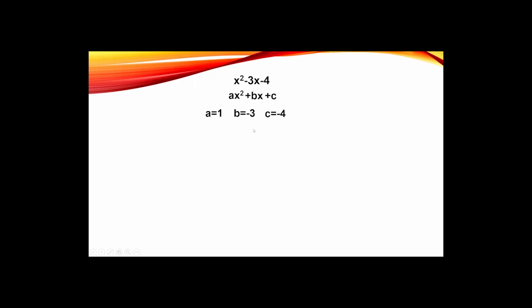Now let me come to the first method, which is called middle term splitting. Here we need to split the middle term into b1 and b2. We can't split it simply into b1 and b2, so for that we have two conditions. We have to get b1 into b2 equal to the product of a and c, that is, in this case, 1 into minus 4.